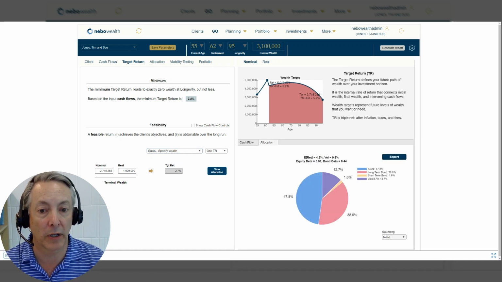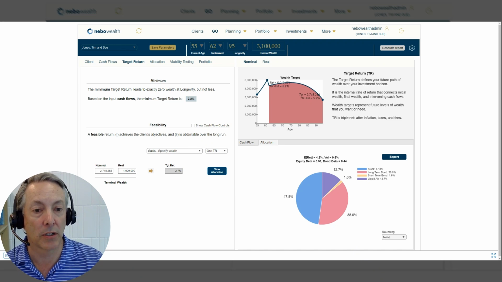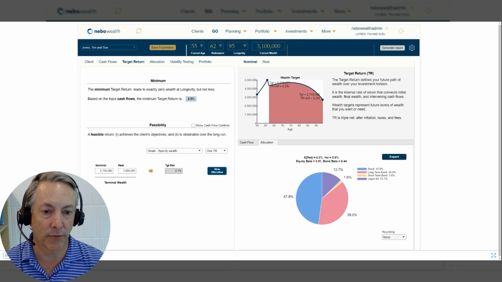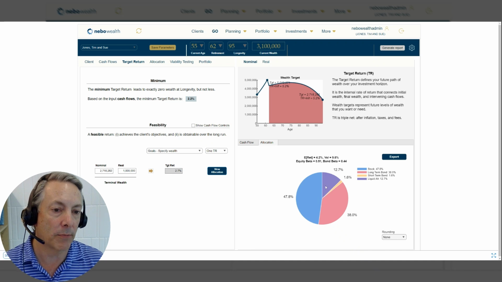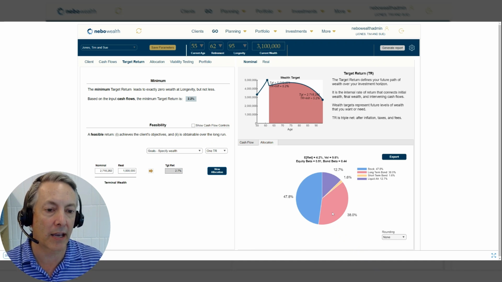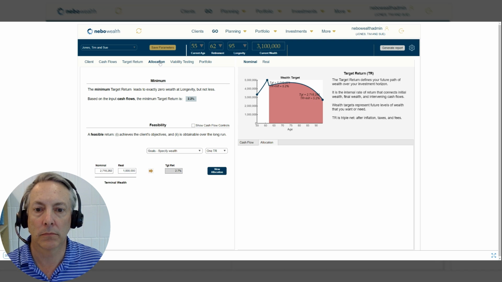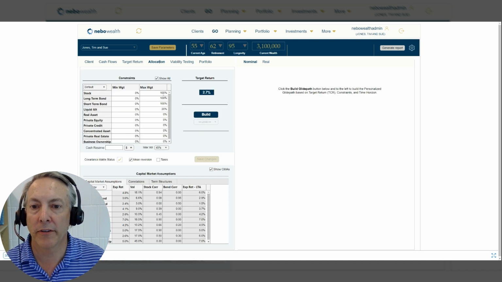So here, Nebo is running its multi-period shortfall optimization to produce a portfolio that's a perfect fit for Tim and Sue, given all of the investment policy process that we just went through. So 48% in stocks, 13% in liquid alts, a little sliver of cash, and then the rest in bonds. On the allocation tab, where we started, we can also layer in some additional constraints in the portfolio.